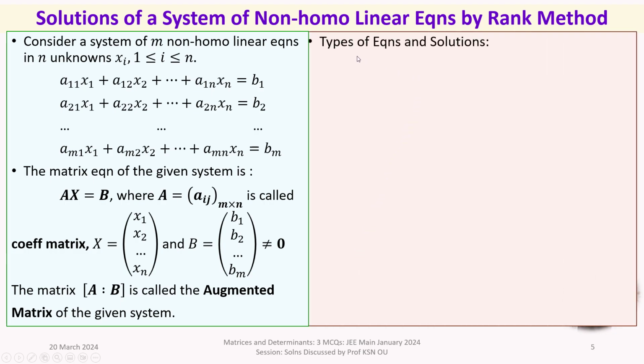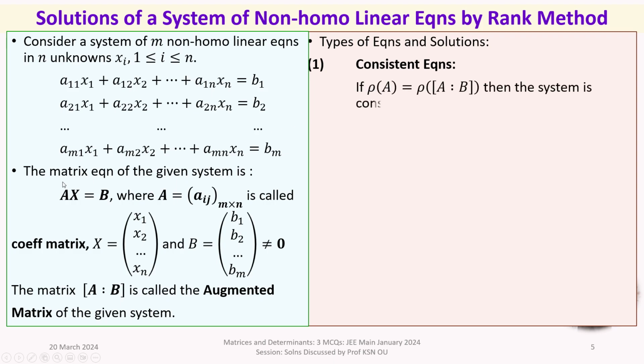Now, the types of equations and solutions. First one is, when is this system of equations called consistent. Consistent equations: if rank of A is equal to rank of A, B, that is the augmented matrix. If rank of the coefficient matrix is equal to rank of the augmented matrix, then the system is consistent. That means to say it has a solution or solutions.